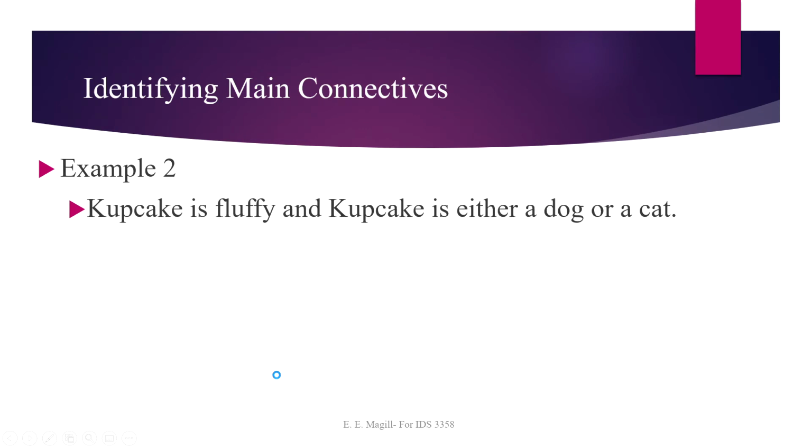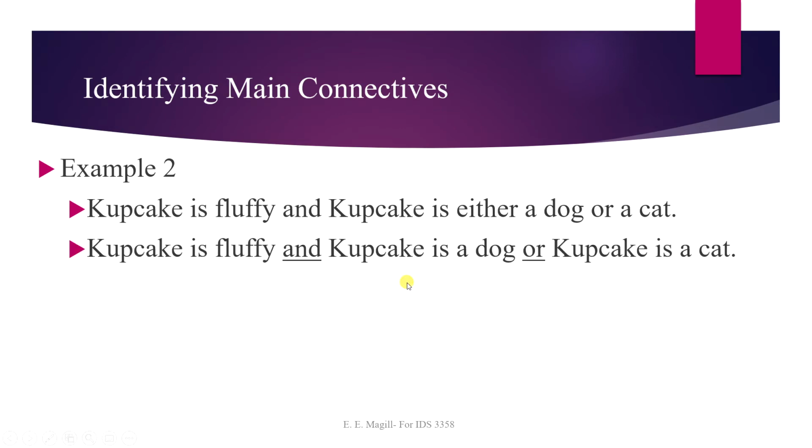So now let's take our second example. Cupcake is fluffy and Cupcake is either a dog or a cat. We can see from the natural English that this sentence involves both a conjunction and a disjunction. Let's start our truth functional paraphrase. As you can see, I've broken up the second part of the expression, Cupcake is either a dog or a cat, into complete sentences, right, separated by the or. You always have to do that.